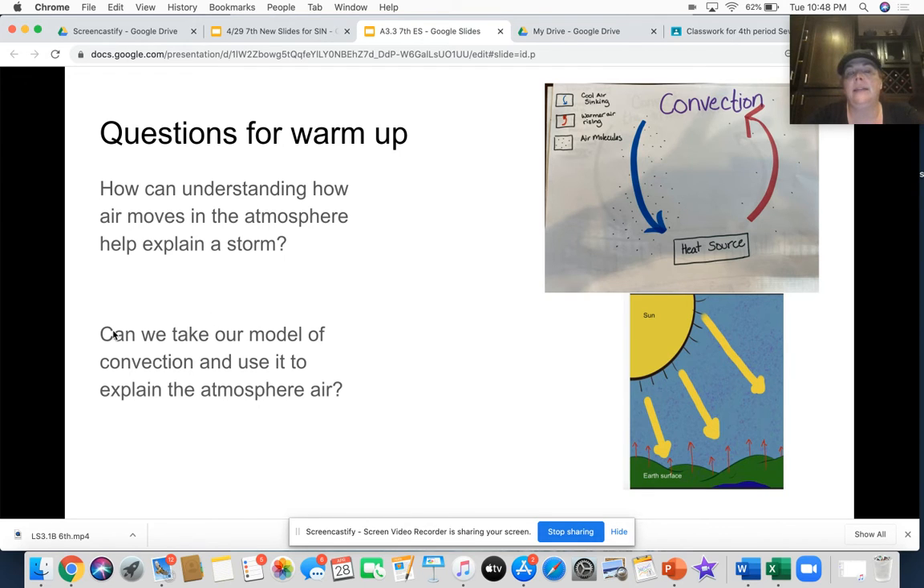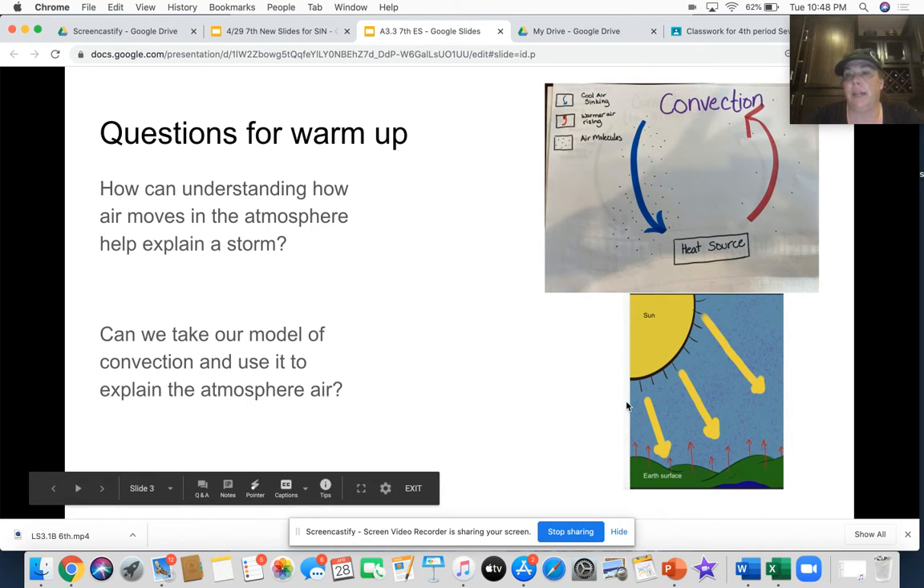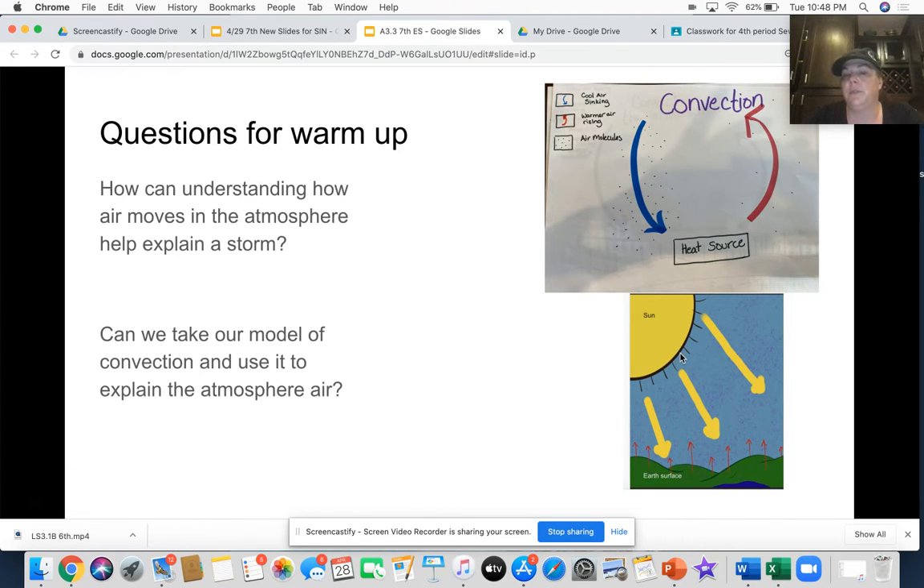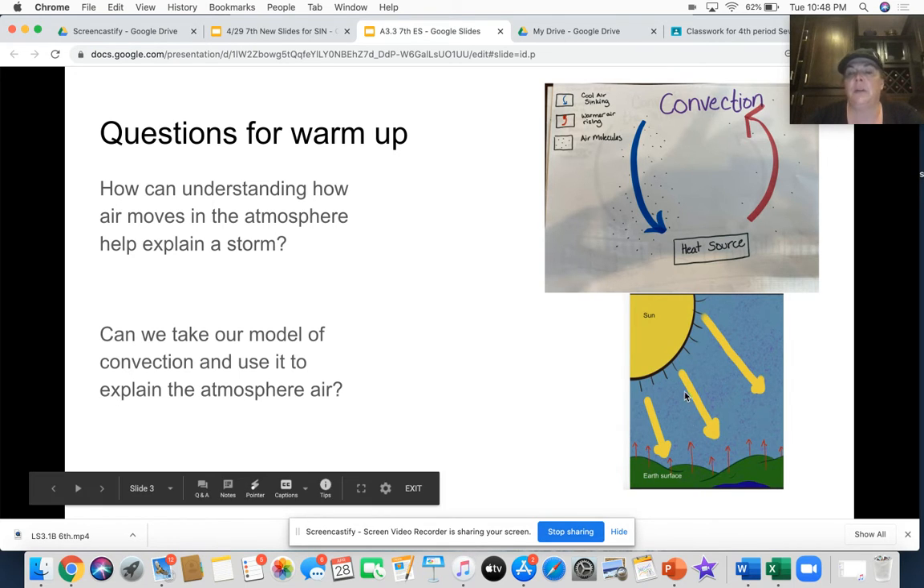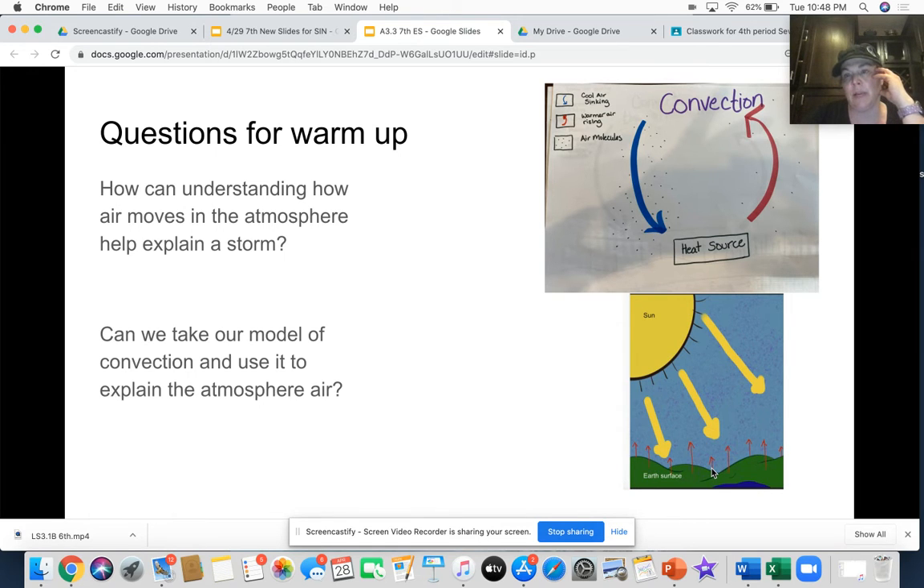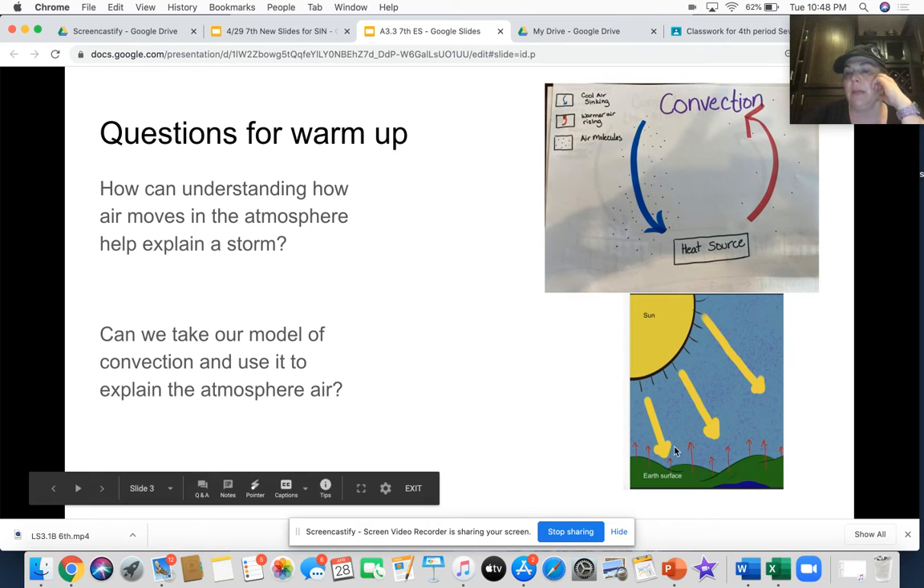Okay. And can we take our model of convection, just our basic model of convection, this applies to any kind of convection situation, and use it to explain atmosphere air. So here we have our first model where we explained how this all worked. We had the sun sends down energy, and then the energy is absorbed by the Earth's surface. And then through the process of conduction, that's when we transfer the energy, it transfers it into the air molecules, and that makes the air molecules warm.